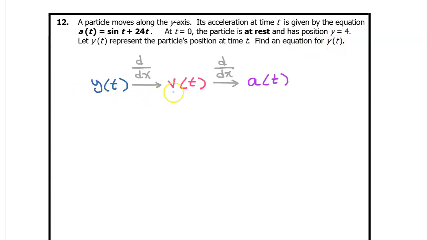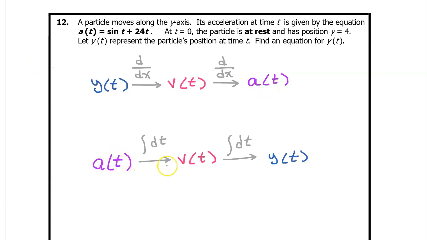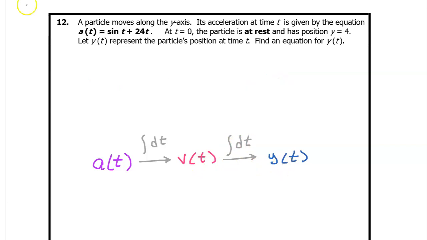We have this chain of calculus relating position, velocity, and acceleration. The derivative of position is a velocity function. The derivative of velocity is an acceleration function. You can go in the other direction by integrating. The integral of an acceleration function is velocity. The integral of a velocity function is position. In this case, they have given us an acceleration function, and they want us to find a position function. So we will need to integrate twice.